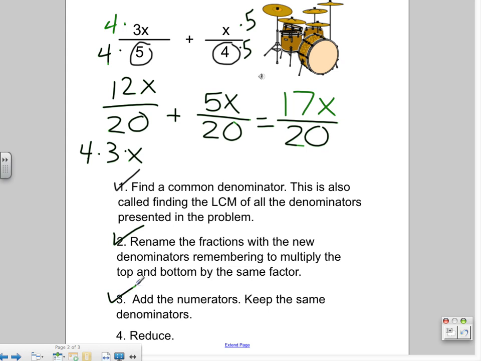Okay, so we did this. Now we have to look for reducing. Well, I can't get rid of the x. It has nothing to reduce with. And 17 and 20 do not share a common factor except for 1. So my final answer is 17x over 20. Okay, hopefully that didn't feel too hard.